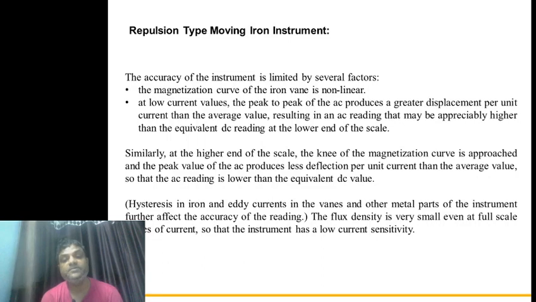Similarly, at the higher end of the scale, the knee of the magnetization curve approaches, and the peak value of the AC produces less deflection per unit current than the average value, so that the AC reading is lower than the equivalent DC value. Hysteresis in the iron and eddy current in the vanes and other metal parts of the instrument further affect the accuracy of the reading. The flux density is very small even at the full scale value of the current, so the instruments have low current sensitivity.